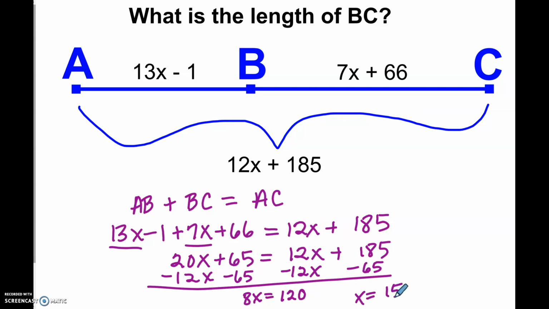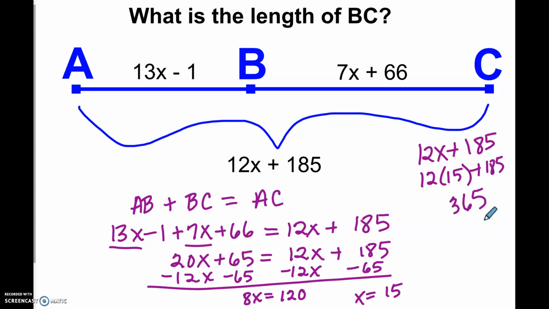Now, a lot of times in geometry, you have to really pay attention to what they're actually asking for. Last year, you guys were used to stopping when it says x equals 15 and you were done. But notice what the question is here. It says, what is the length of BC? Well, the length of BC is 7x plus 66. Well, we just found out that x is 15. So we're going to replace that x with 15, and then we're going to add 66 to that. And our total, I believe, comes out to be 365. And there's no label on here, so we're just going to say units.